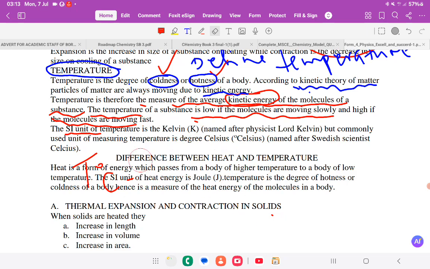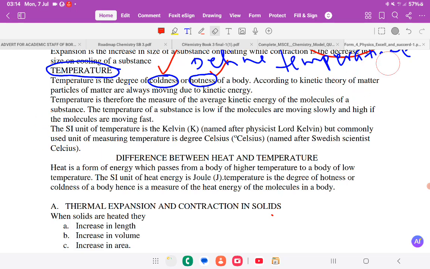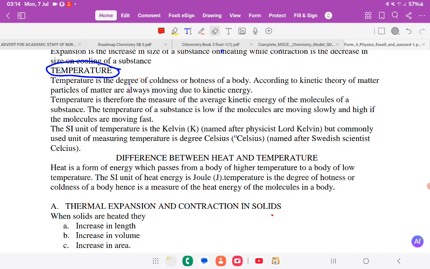So your syllabus requires you to distinguish or differentiate between temperature and heat. You can have a 2 marks question that says distinguish between heat and temperature. What are the differences between heat and temperature? By now, you should know that heat is a form of energy which passes from a body which is at a higher temperature to a body which is at a lower temperature.